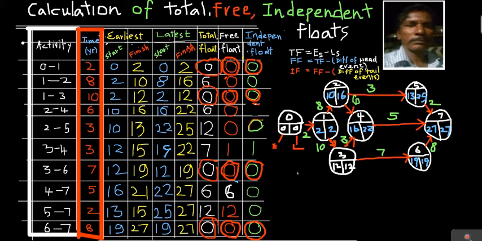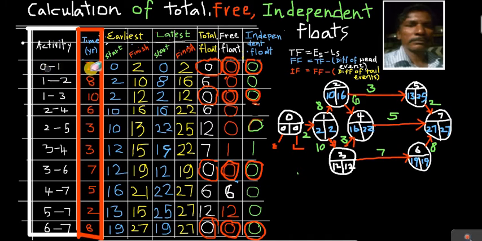Now look at that here. The difference, total float means what? The difference between start and start, or finish and finish. I take start and start. The difference of start and start.